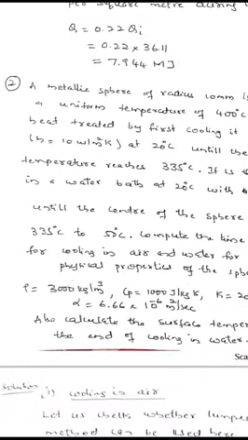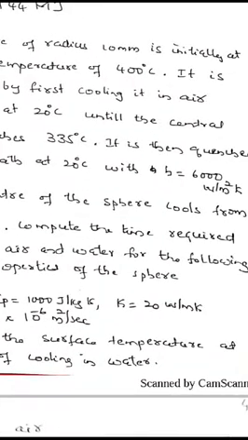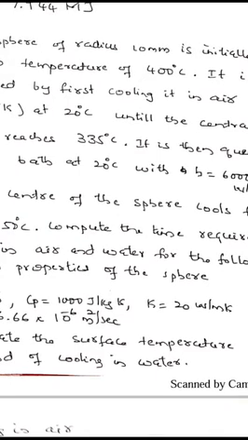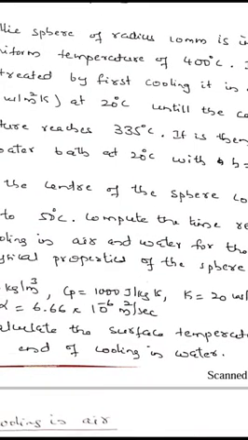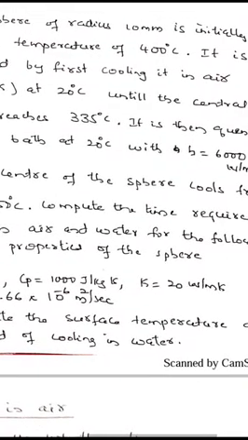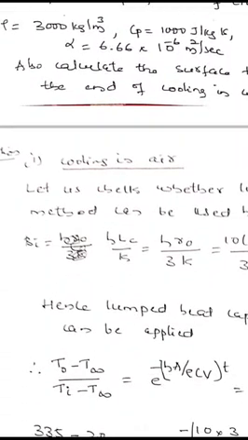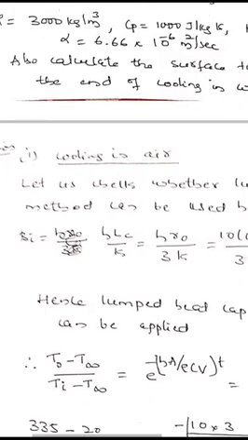Here the radius of the metallic sphere is given. The cooling is done in 2 stages. From 400 to 335 degrees centigrade, cooling is done in air. From 335 degrees centigrade to 50 degrees centigrade, it is cooled in water. For the first case of cooling in air, he has given the h value as 10 watt per meter square Kelvin. For cooling in air, again you find out the Biot number.